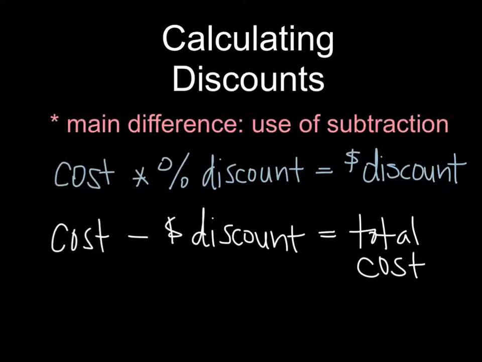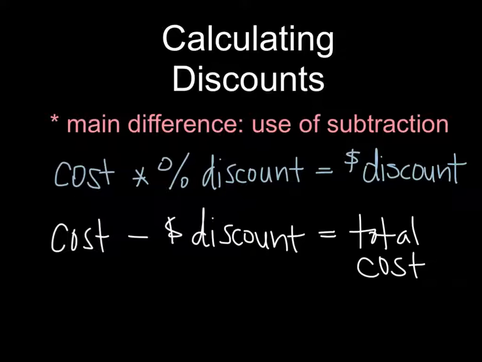In this screencast, we are going to focus on calculating discounts. So far you have learned about calculating tax and calculating tip, and both of those items have required you to add to the original cost. In calculating discounts, if you think about the word discount, a discount would mean money off or something taken away. So the main difference is the use of subtraction when you're calculating discounts.